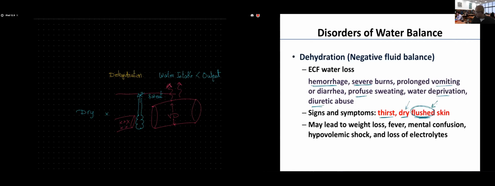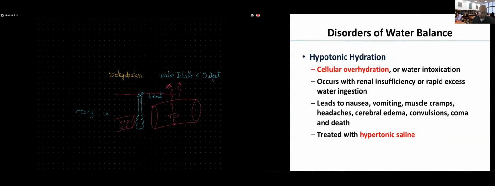Patients will first show weight loss, fever, mental confusion. It might progress to a hypovolemic shock where I don't have enough blood volume to circulate and to deliver the nutrients and oxygen to my tissues. And can also result in loss of electrolytes.